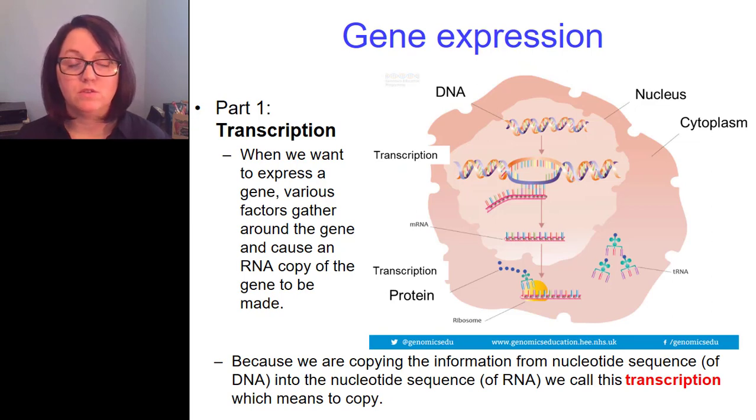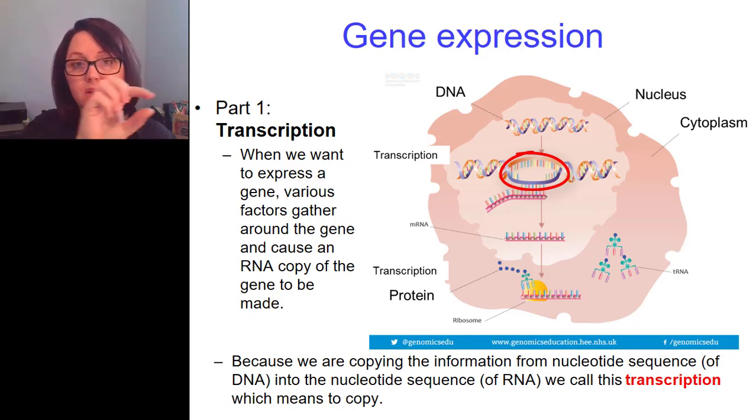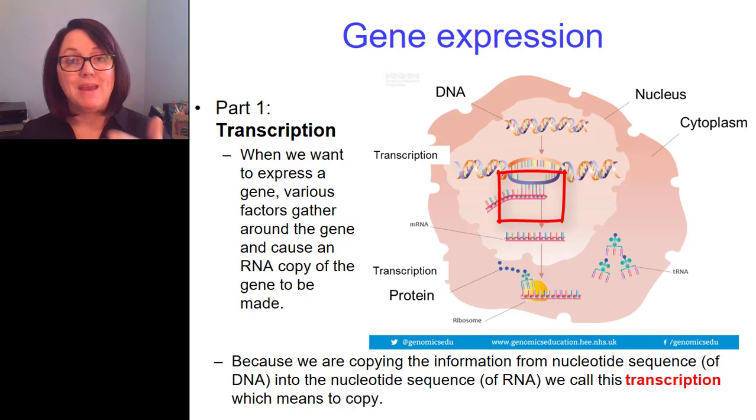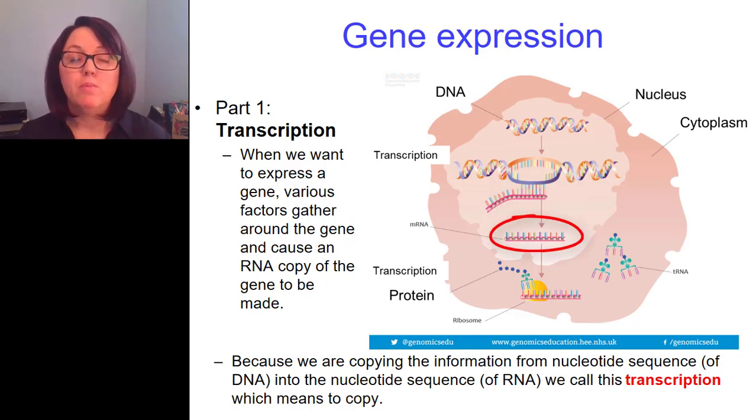Transcription occurs in the nucleus, so this first part of gene expression happens in the nucleus, but the second part, translation, will actually occur in the cytoplasm of the cell. So let's take a look at transcription first. When we want to express a gene, various factors will gather around the gene and then cause the gene to be read and an RNA copy to be made. There's a lot of different proteins and enzymes involved in this process of opening up the DNA and reading the actual nucleotide sequence and then making an RNA copy of that. But that process is called transcription.